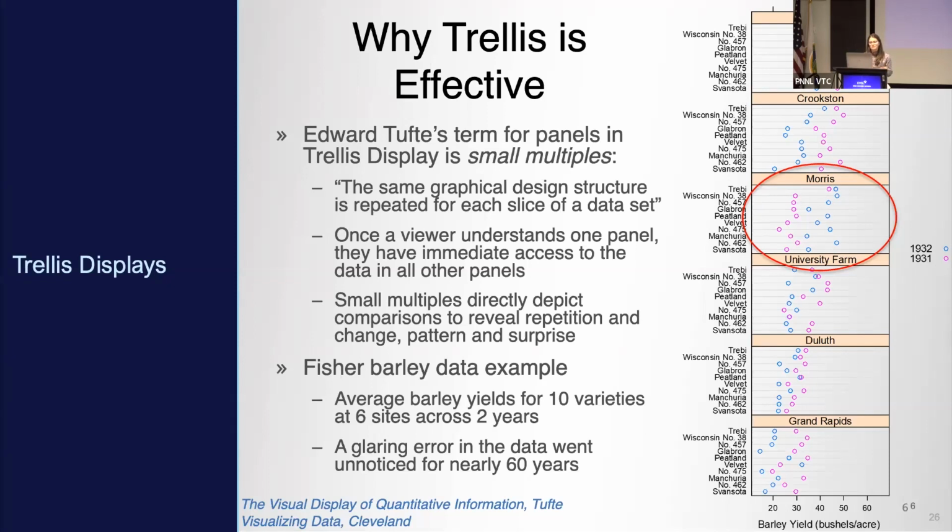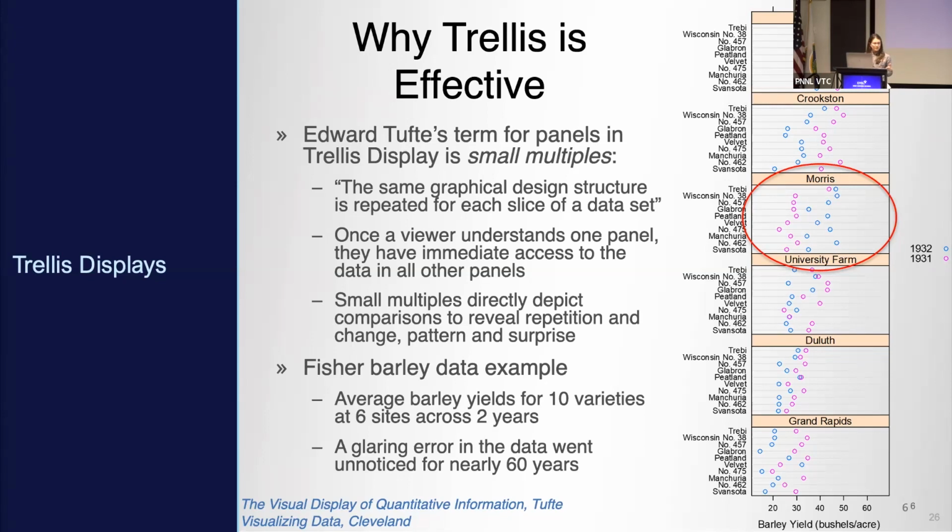And there's a famous example of where a trellis display revealed something unexpected or previously unknown, and that is in the Fisher barley data. So that's what you're seeing here on the screen. And this data set contained the average barley yield for 2 different years at 6 different sites. So here we have one plot or panel for each of those 6 sites for 10 different varieties of barley. So the y-axis on these plots show the different barley varieties, and the x-axis shows you the yield. The color denotes the year.